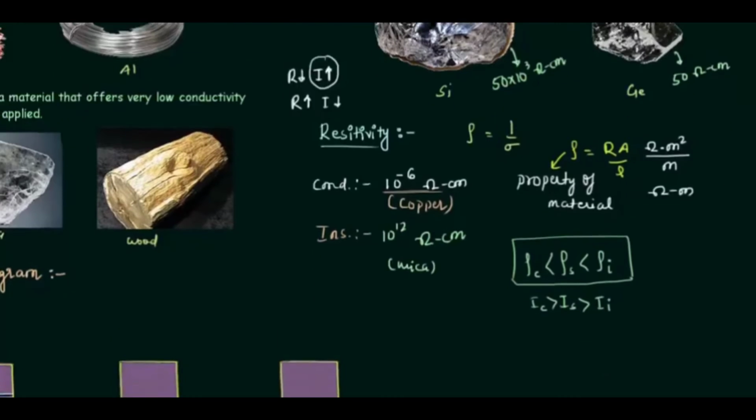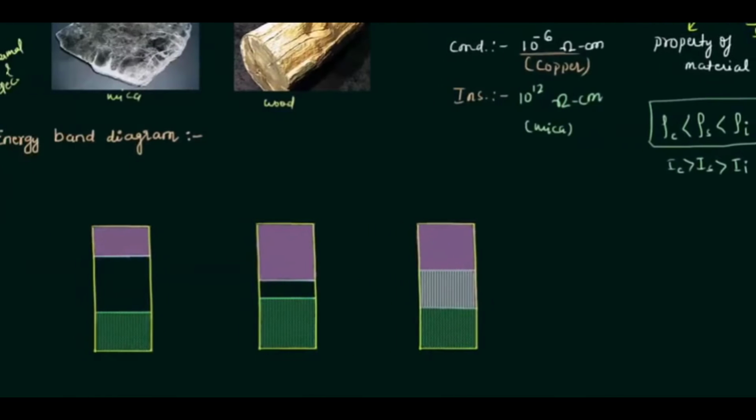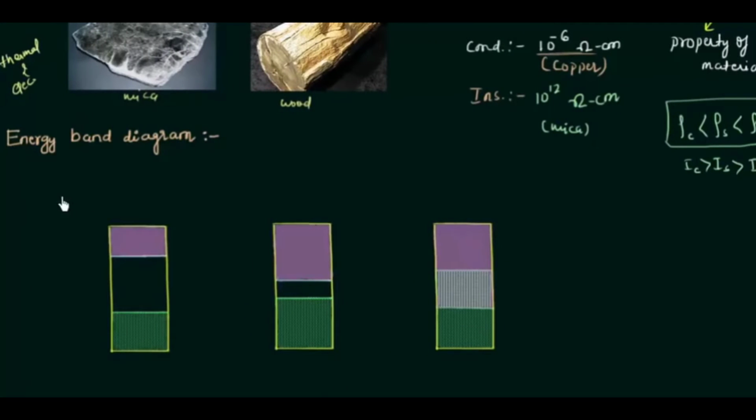Now we will move to the next topic, that is the energy band diagram. I'm not going into much depth, I will just touch the surface of this energy band diagram. So let's see what this energy band diagram is. When the atom is isolated, let me draw the atom first.